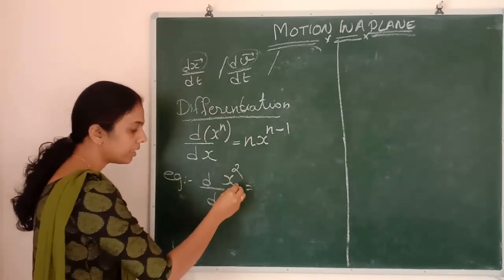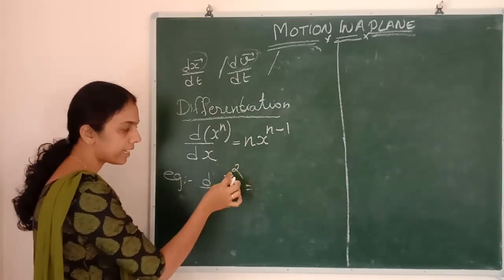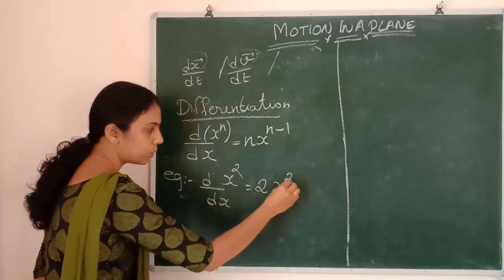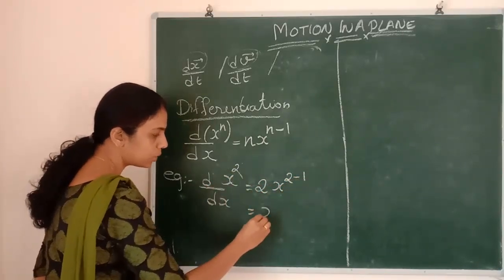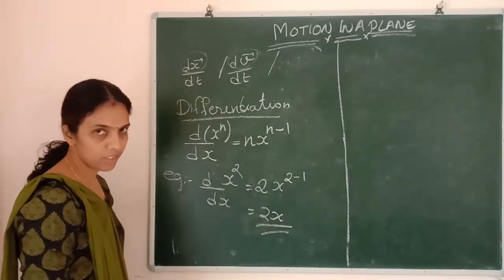For example, if I am finding d by dx of x square, how can I do it? Here, d by dx of x square. In place of n, 2 is there. So 2 into x to the power 2 minus 1. That is 2x, the value which we will get after differentiation.